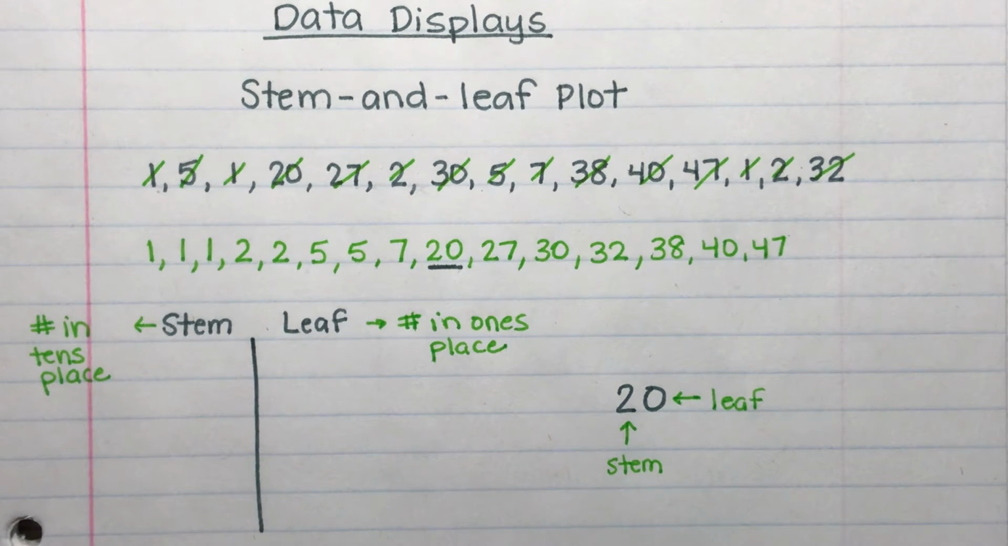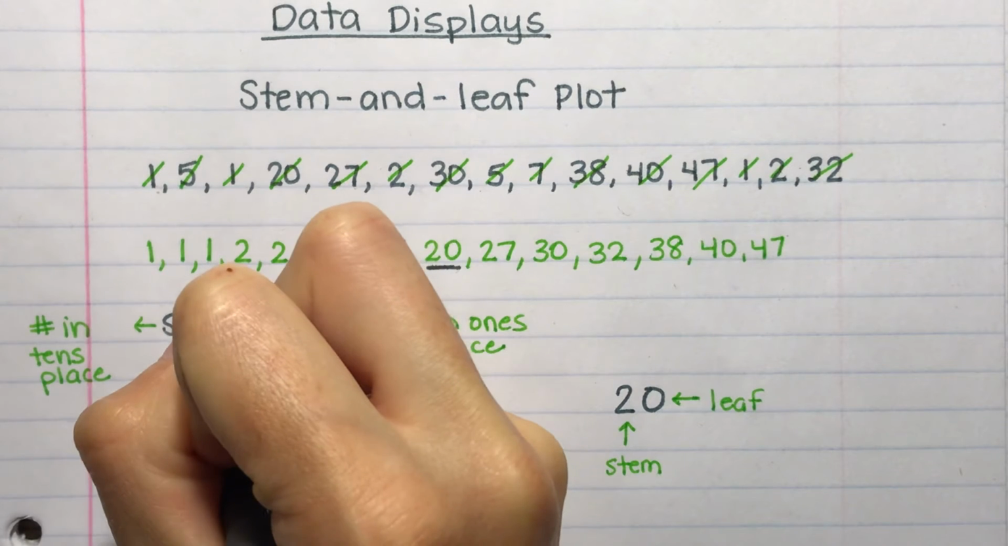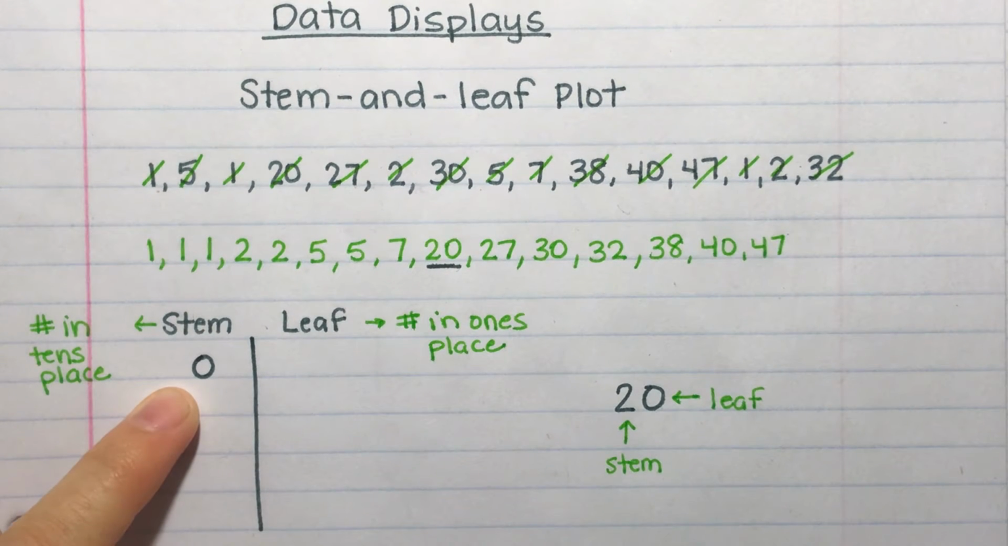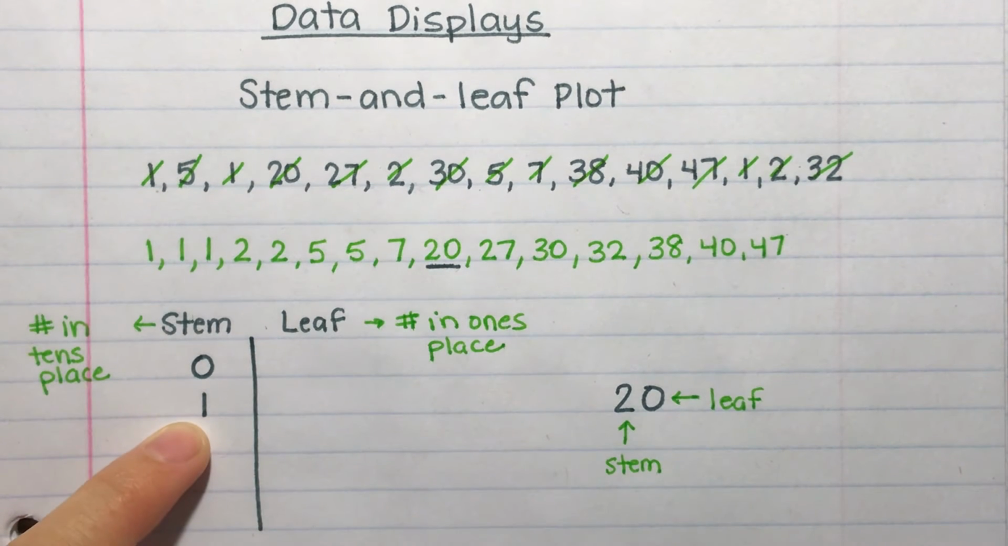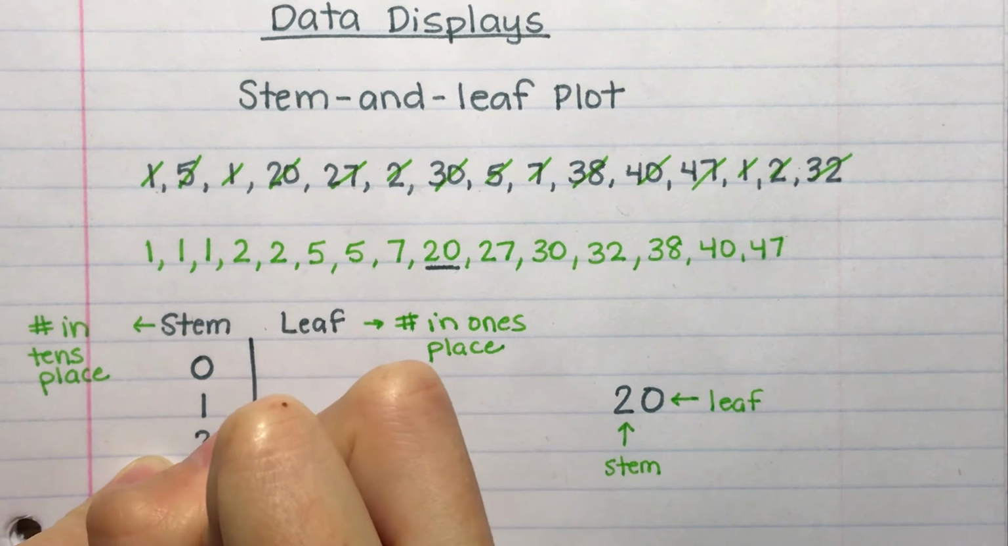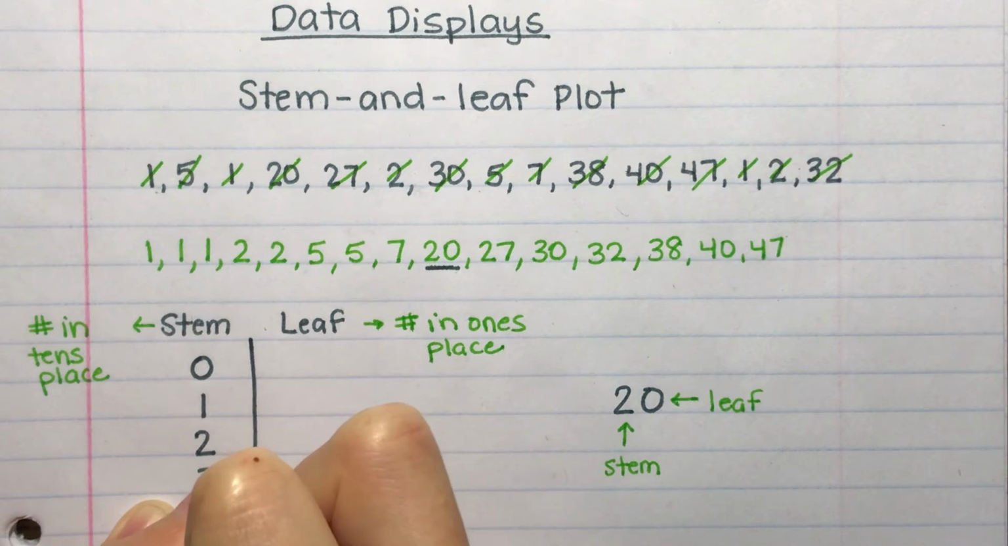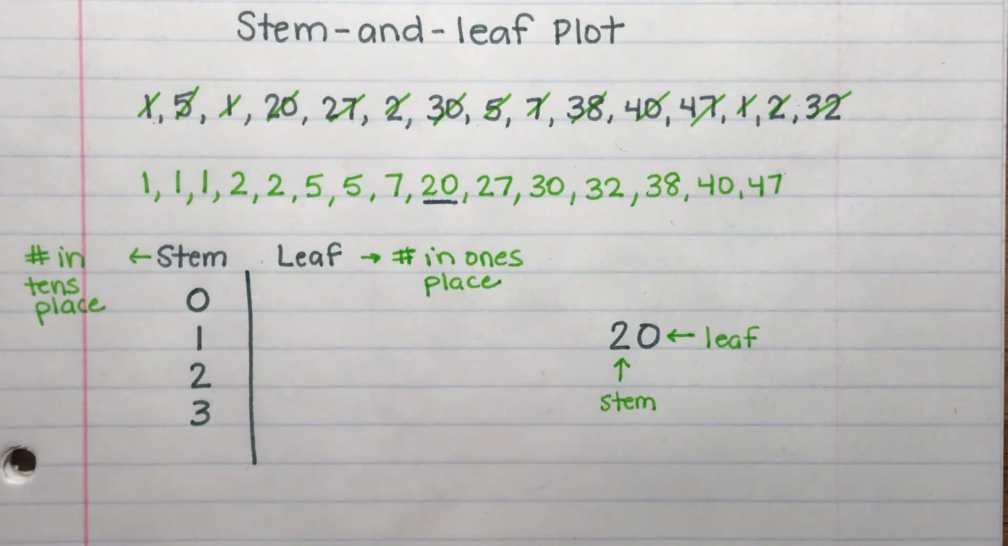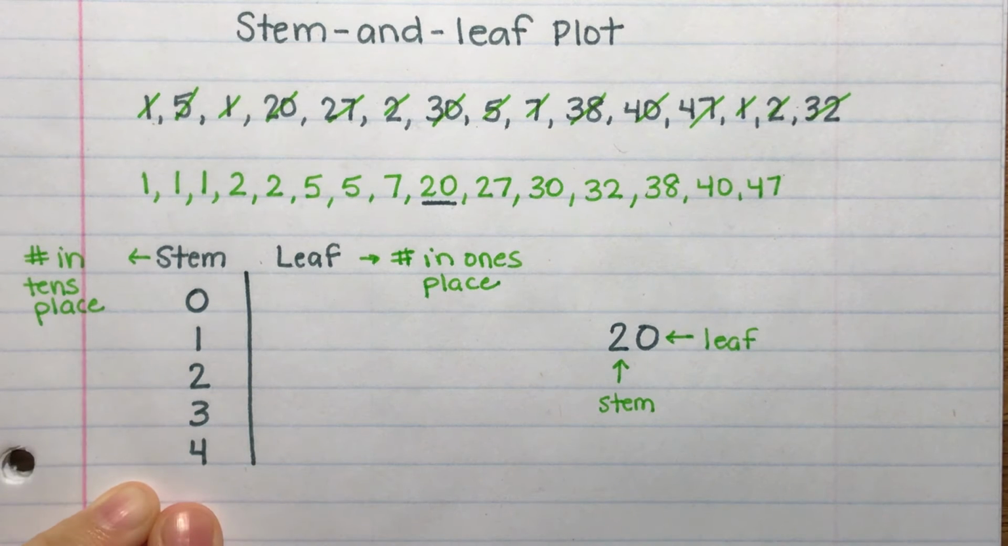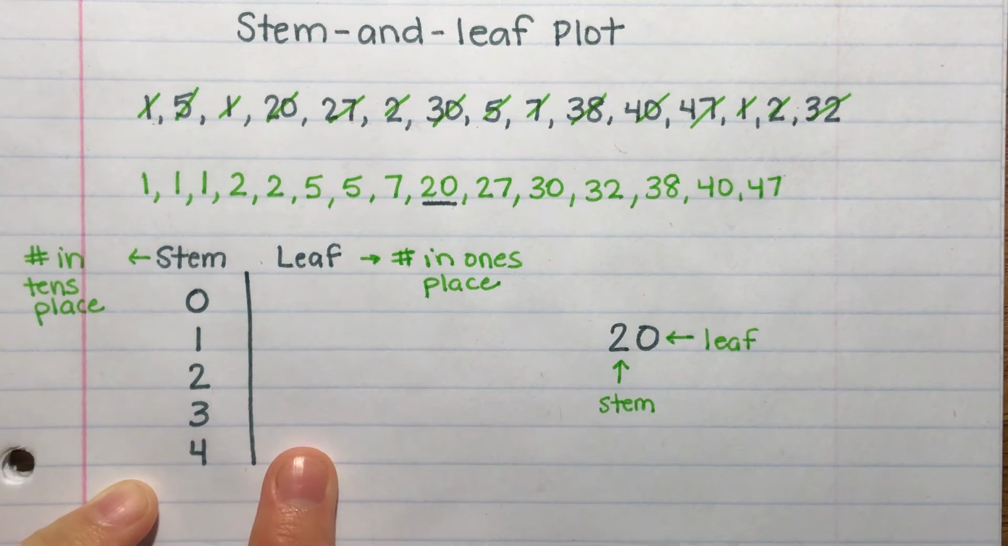So how we organize these numbers is kind of like we're breaking them apart. So the stems that I'm always going to have are 0. 0 would mean if I have a number that's smaller than 10. 1 would be all of my numbers like 11, 12, 13, all of my teens. 2 would be all of my 20s. 3 is my 30s. And 4 is my 40s. Okay, so I've got my stems here. Now all I have to do is go through and write my leaves down.